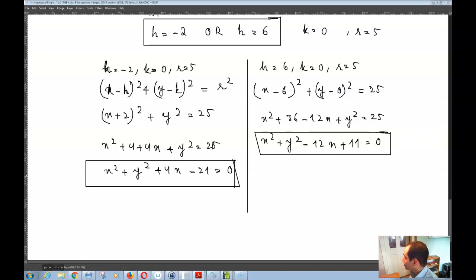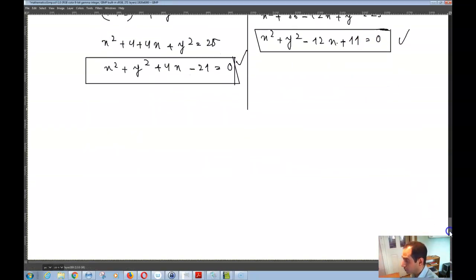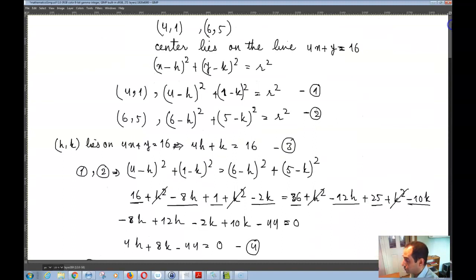So number 12 is either x squared plus y squared plus 4x minus 21 is equal to 0, or x squared plus y squared minus 12x plus 11 is equal to 0. Both are correct answers. Okay, good.